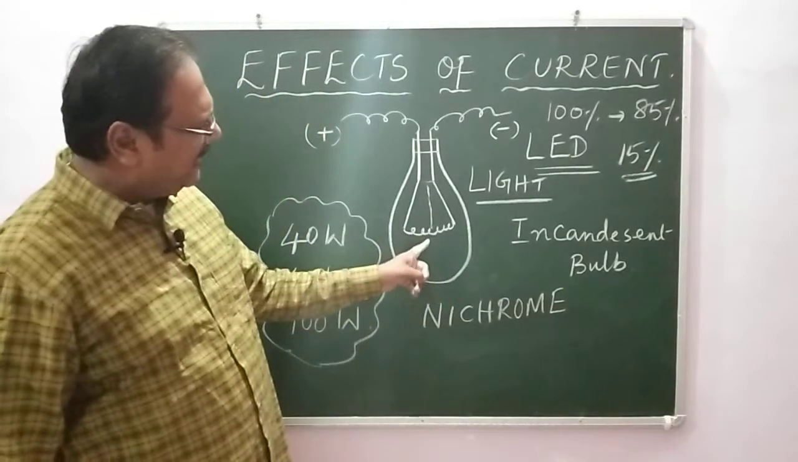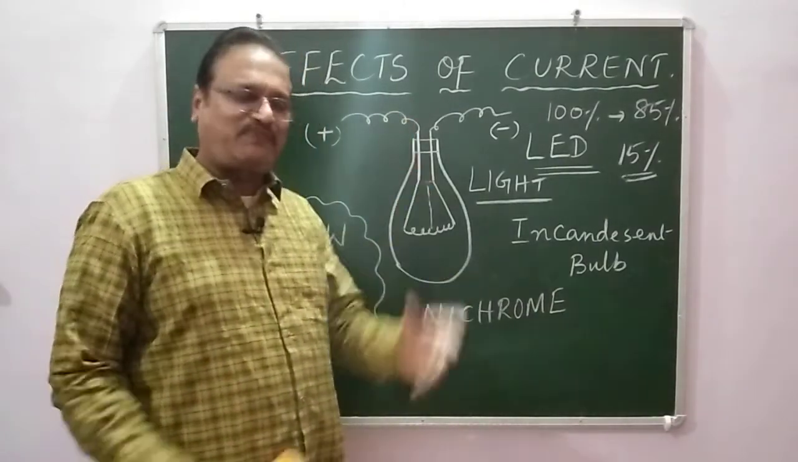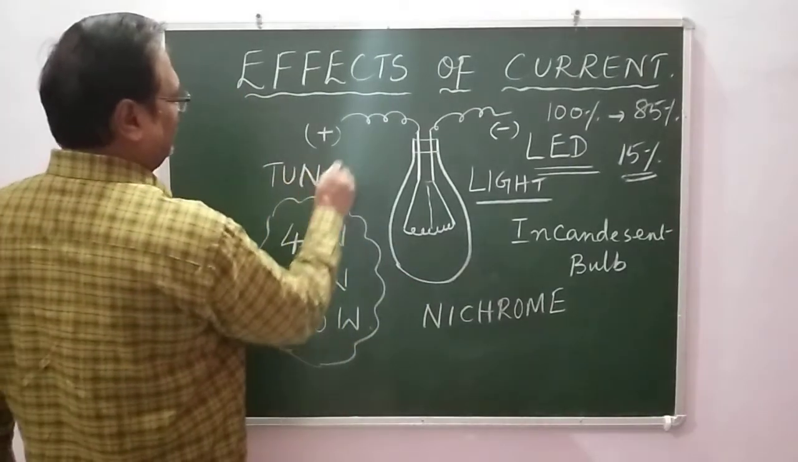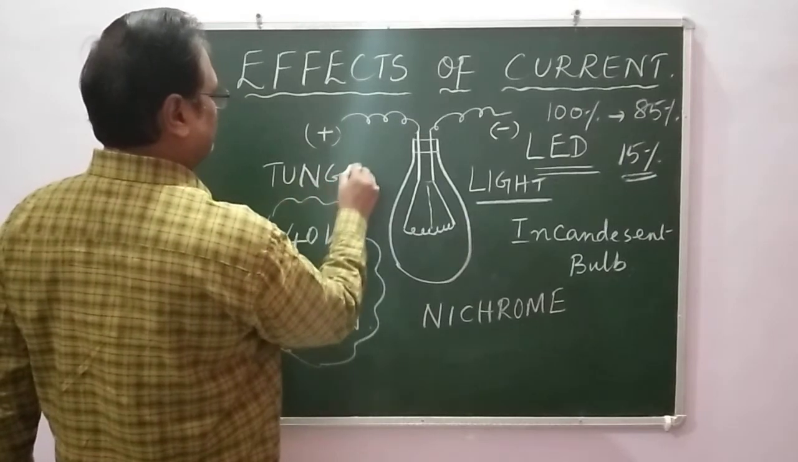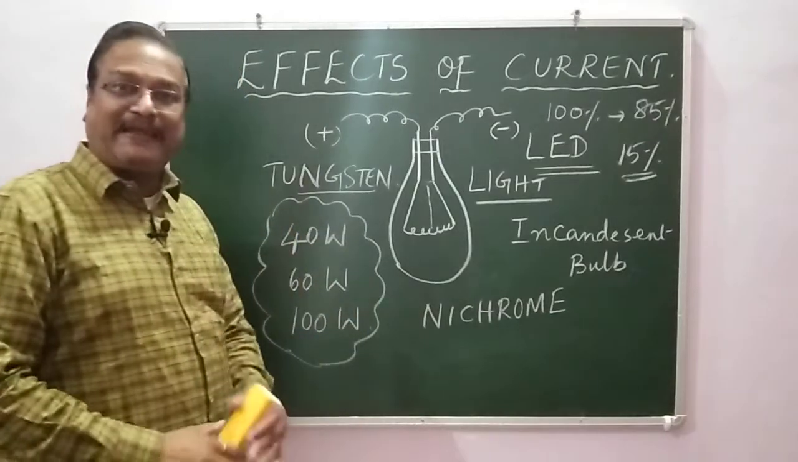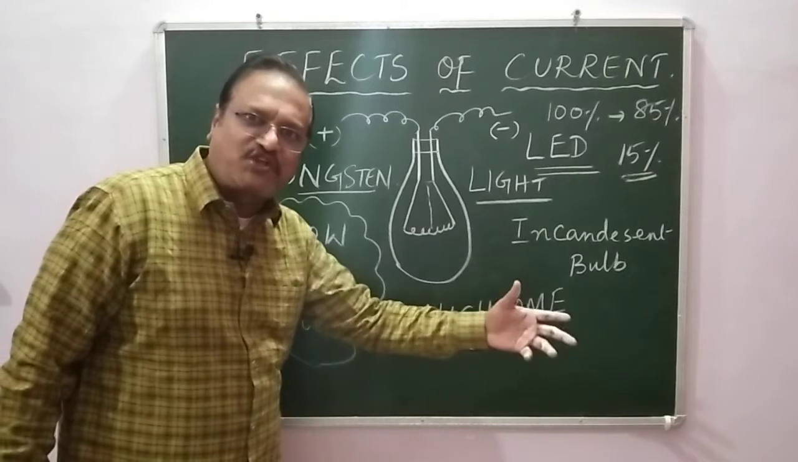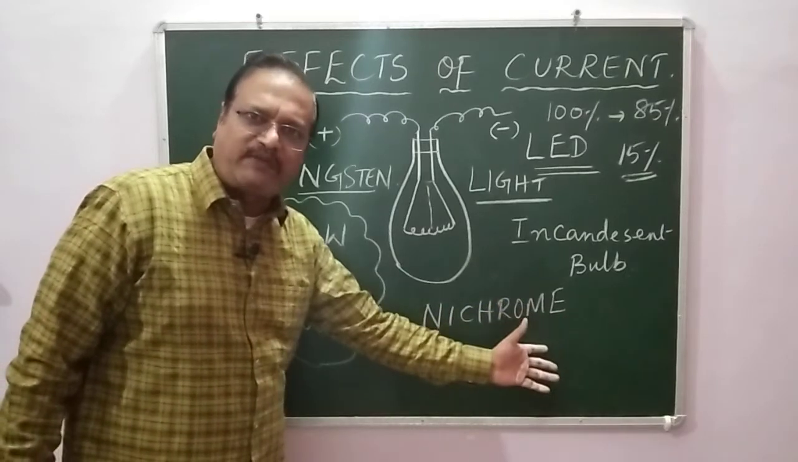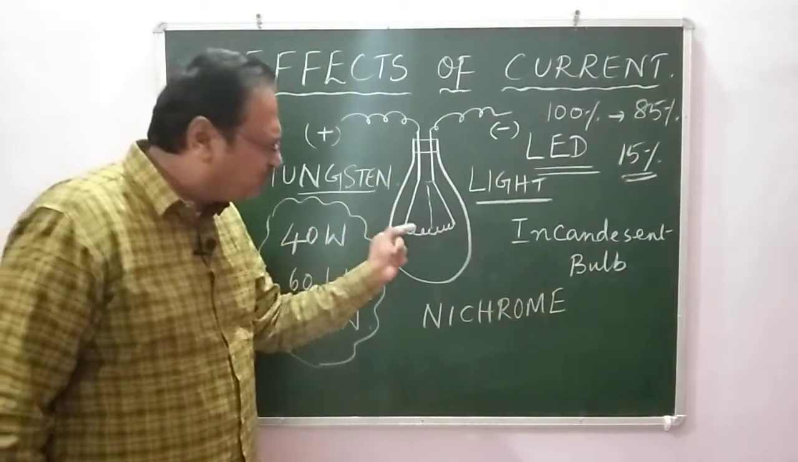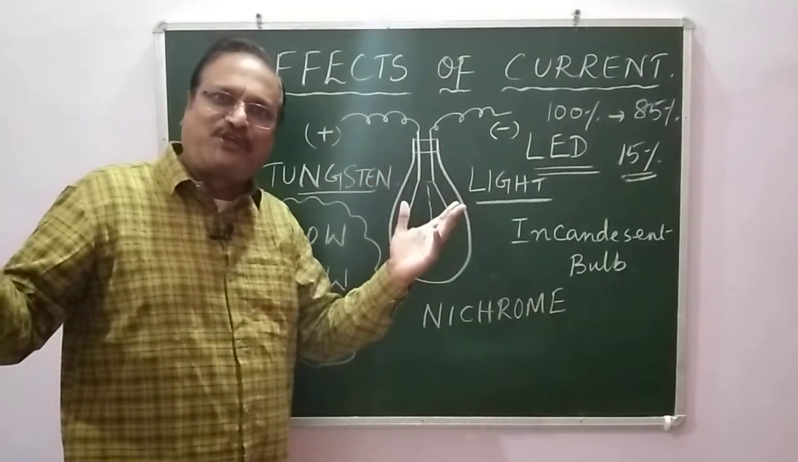Now, what is this element made of? This is also called an element. It is made of a material called tungsten. Tungsten. It is a metal, not an alloy, whereas nichrome is an alloy. An alloy is a mixture of metals, nickel plus chromium, whereas tungsten is a metal. Only a small piece is there. You see that small piece, how much light it is producing?